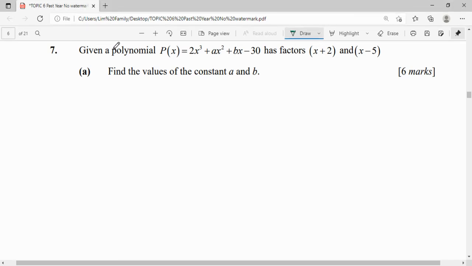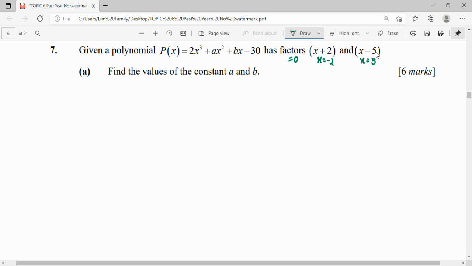For question 7, given a polynomial p(x) equals 2x cubed plus ax squared plus bx minus d. The keywords given here say it has factors, which is x plus 2, and another factor here is x minus 5. So when it says factors, it means our polynomial will be equal to 0 when x equals negative 2 and x equals 5, substituted into the polynomial.